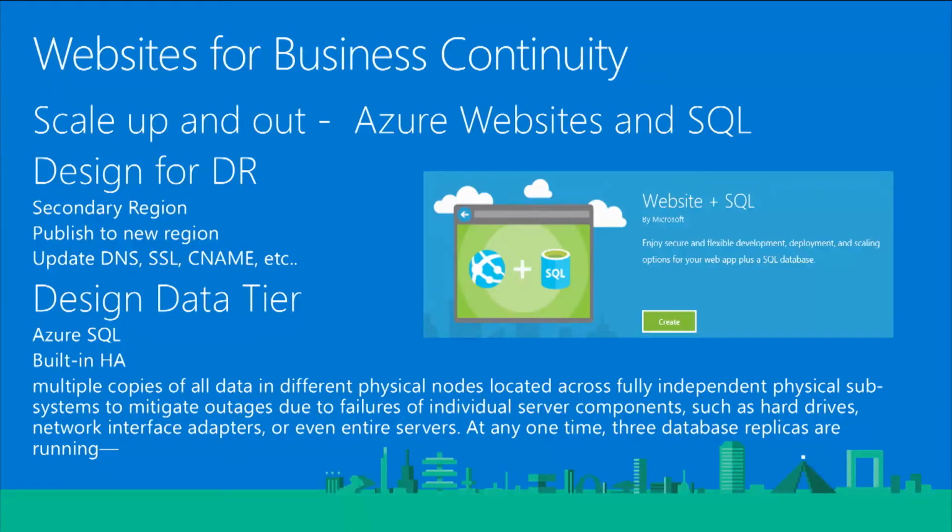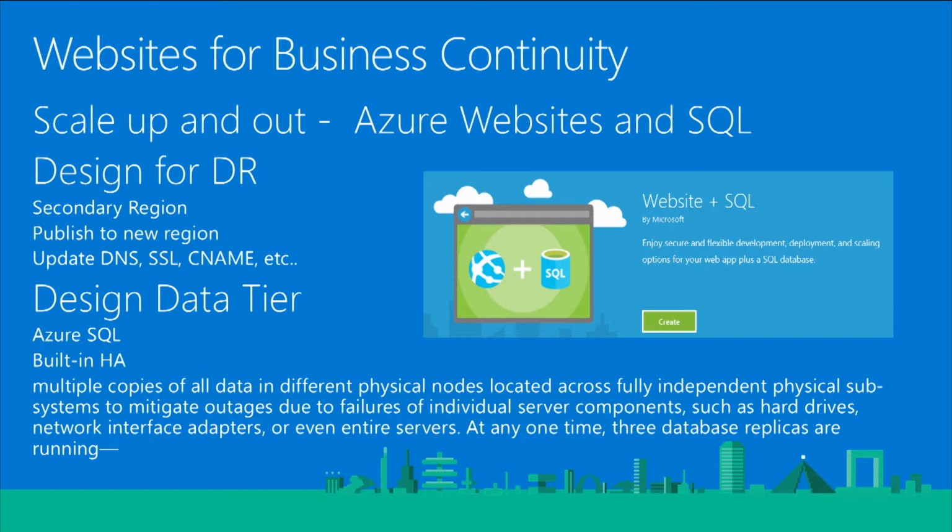As far as business continuity and web apps, a couple things we can do. We can scale up and out. Essentially, from a web apps point of view, we can create more instances. We can change the size of instances. From a SQL database point of view, we can switch tiers and levels. We can use features such as elastic scale. Azure SQL Database has high availability pretty much built in.